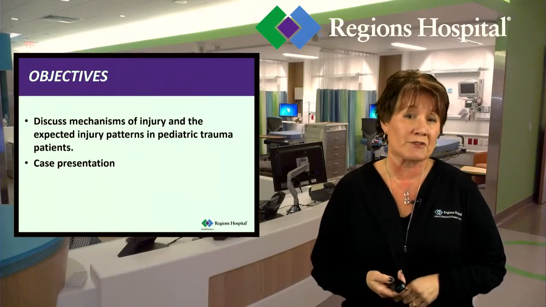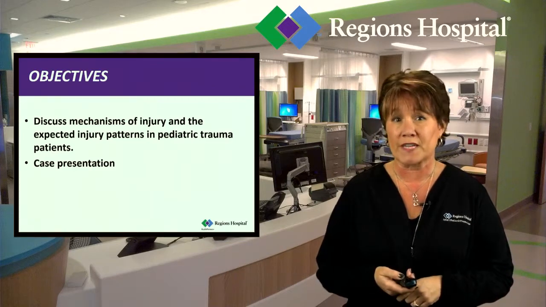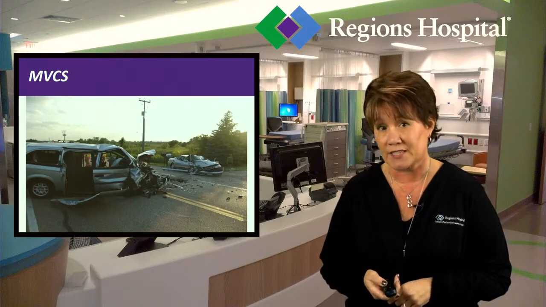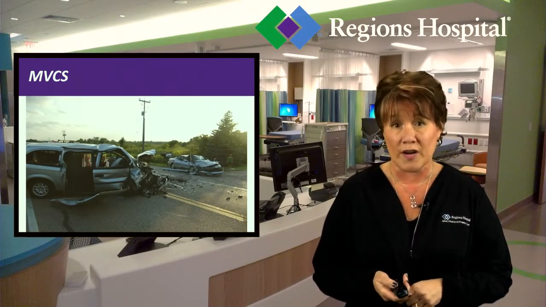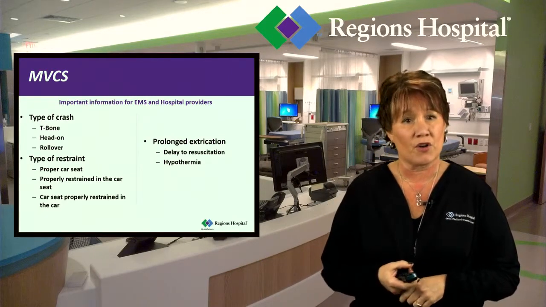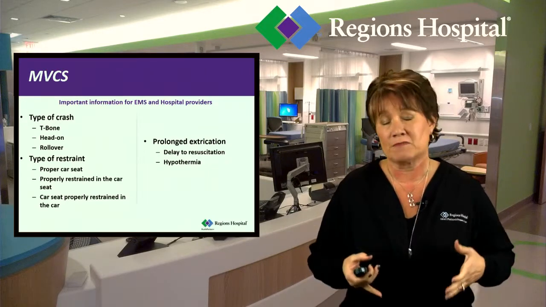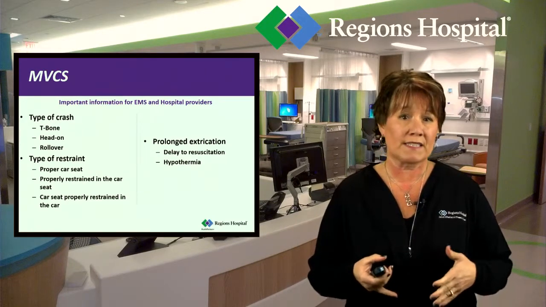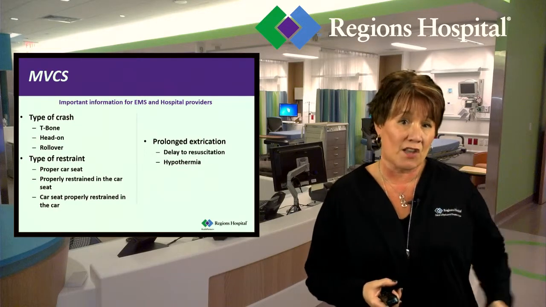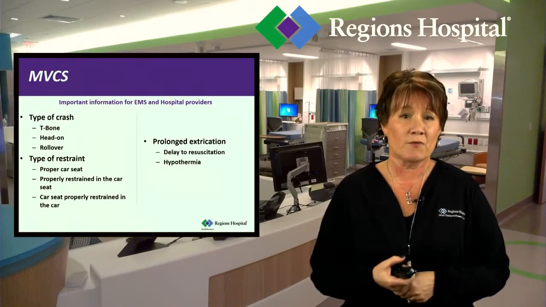Did you know that pediatric trauma is the number one cause of death in children? Today we're going to discuss mechanisms of injury and the expected injury patterns in pediatric trauma patients by using a case presentation. Let's start with motor vehicle crashes. What's very important for hospital providers to know is the type of crash. In a T-bone type crash, we expect to see some devastating head injuries. We expect to see rib fractures and potentially a pneumothorax on the site of impact, as well as a pelvic injury.